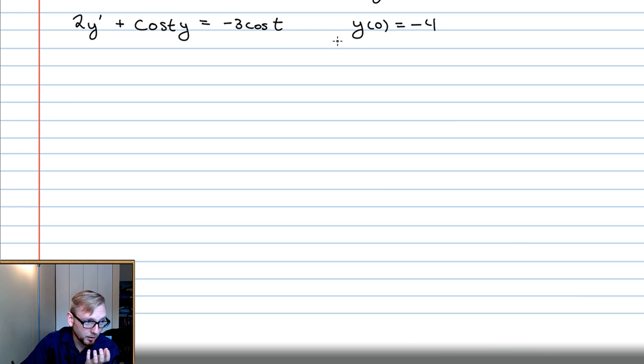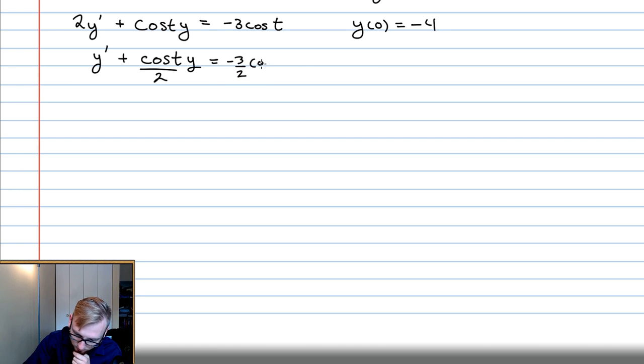I'll tell you what my first step would be. I'd divide by 2. Real simple. I'd have y prime plus cosine of t over 2 times y equals -3 over 2 cosine of t. Interesting.